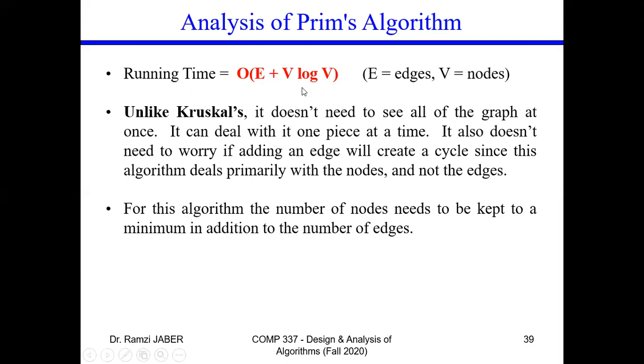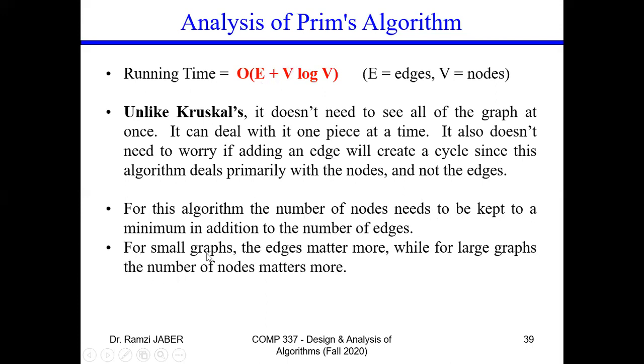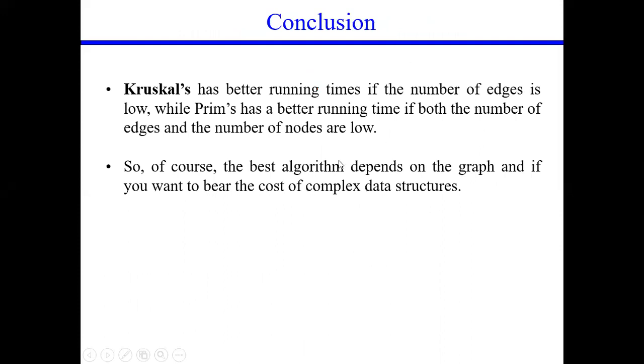This is bigger. Complexity is bigger than the complexity of Kruskal. Okay, so for a small graph, we care about edges, while for a large graph, we care about nodes. Okay? In general, small graph, we care about edges. Small graph, we have few nodes. We care about minimum edges. If large graph, here, we don't care about edges. We care about nodes more than edges. Okay? This is nodes.